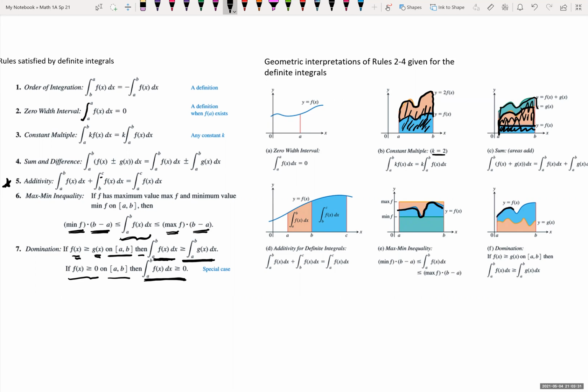Okay, so if one function is higher than another function, for all y values greater than or equal to, then we can say that this area has to be bigger than this area, which makes sense. So those are rules that we can use to help us, and those are kind of a geometric interpretation of what could be going on.